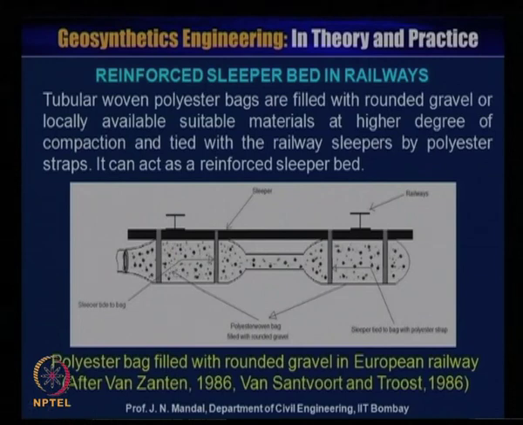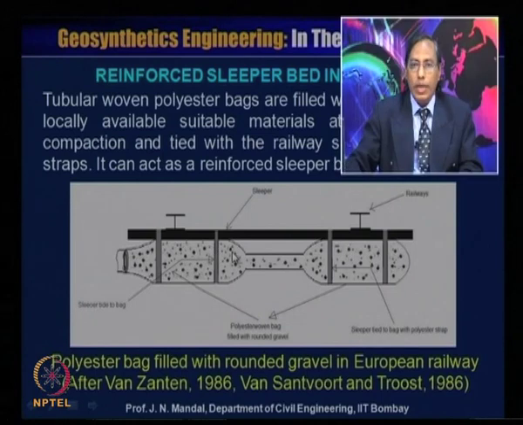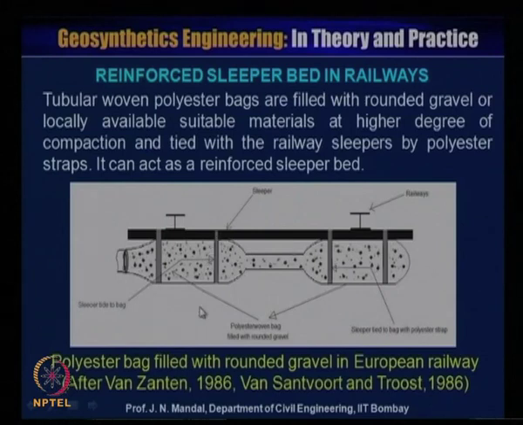Also here is a reinforced sleeper bed in the railway, a tubular polyester bag filled with rounded gravel, used in European railways after Van Santen 1986. This is a tubular woven polyester bag filled with rounded gravel or locally available suitable material at a higher degree of compaction and tied with the railway sleeper by polyester strap. It can act as a reinforced sleeper bed. It has also been used. This is the polyester bag filled with the rounded gravel, and this you can say is a kind of bag, a sleeper bed bag with polypropylene geotextile material.